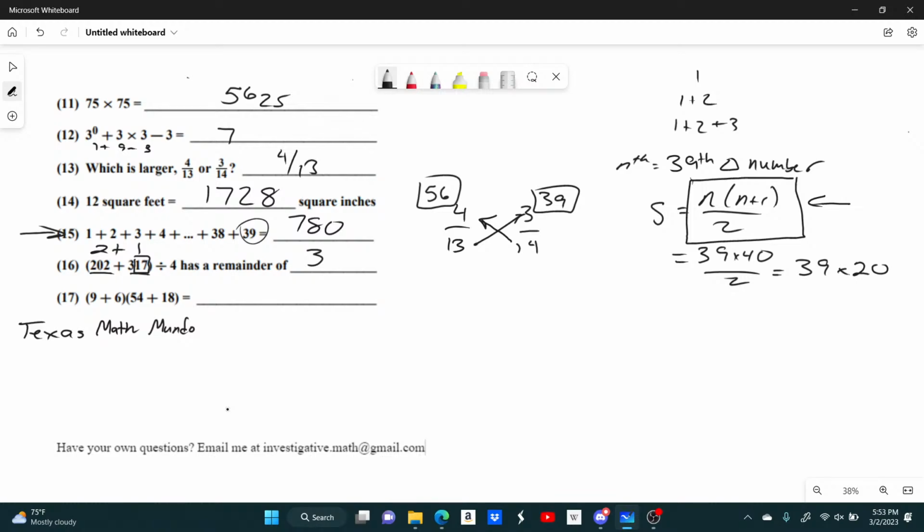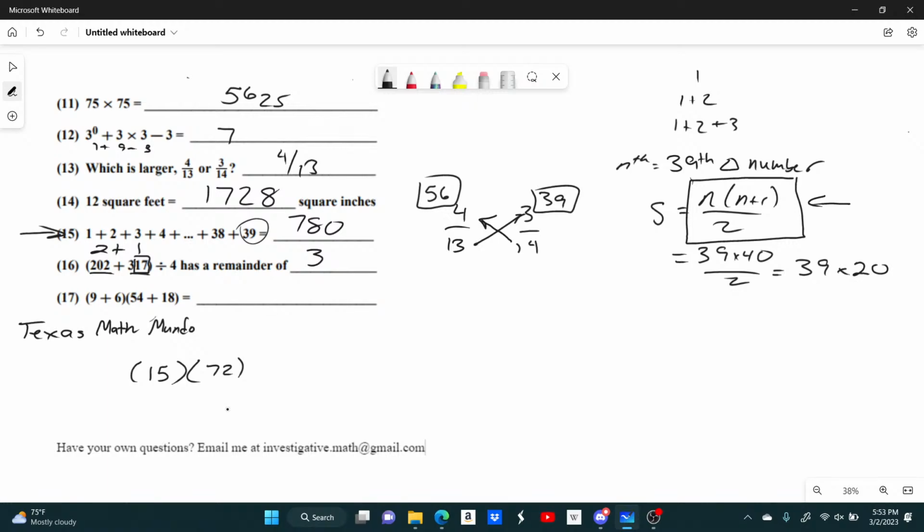Okay, hopefully that helps. Okay, now let's look at 17. There will probably be something you can do here, but I'm just going to try simplifying. I think you're just going to have to add these. So 9 plus 6 is 15, 54 plus 18. Well, 54 plus 20 is 74, minus 2 is 72.